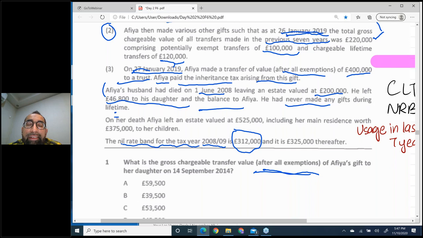Now you just think, please look at me. Out of this 312, how much amount must be used? Only 46,800 was chargeable at that time. That means there was some amount unused at that time. So first you have to calculate that unused percentage, and then you have to apply that percentage in today's time.